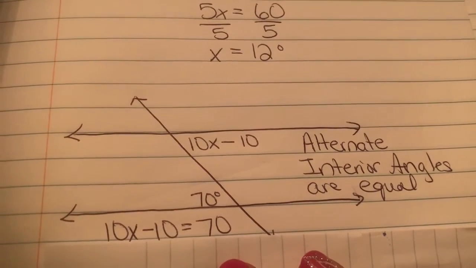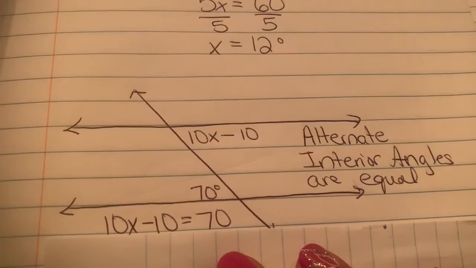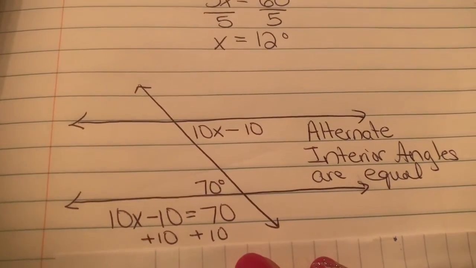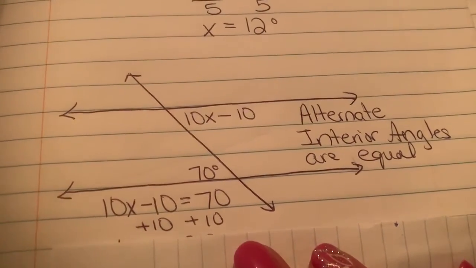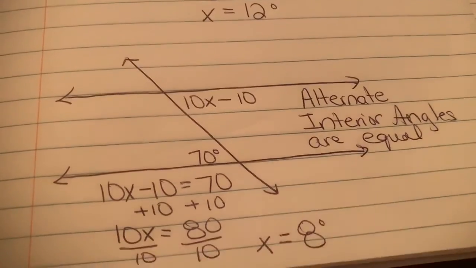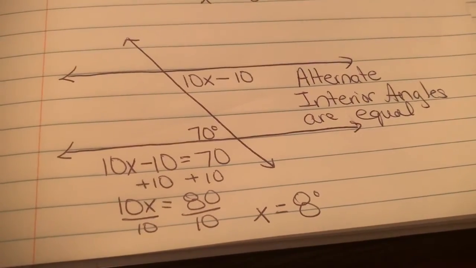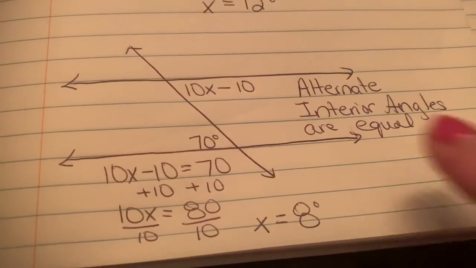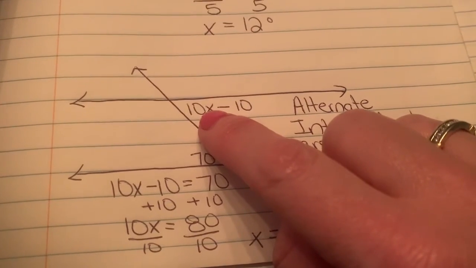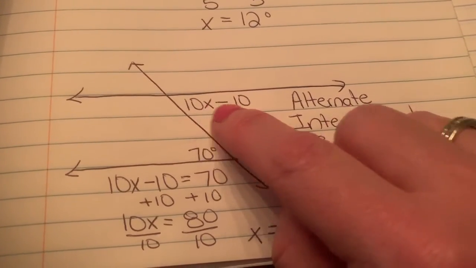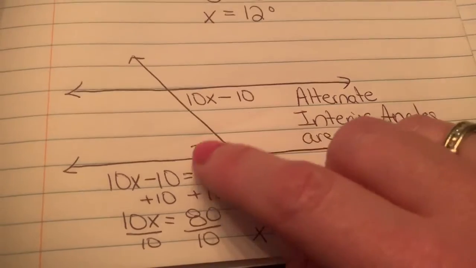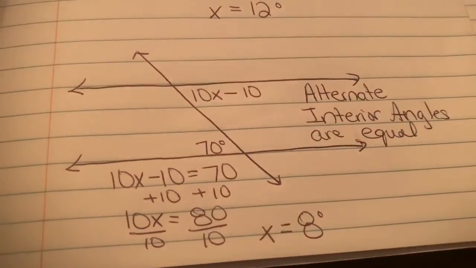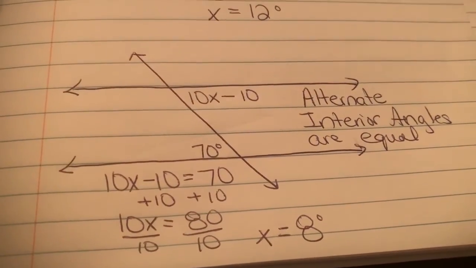10x minus 10 is equal to 70. From here, I would add 10 to both sides. 10x equals 80, divide by 10. In this case, x would be equal to 8. If I put in x is 8, 8 times 10 is 80, minus 10 is 70, and I know I'm correct because both of those are supposed to be equal to each other.